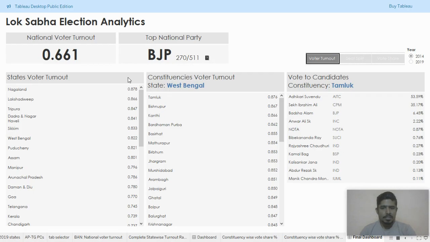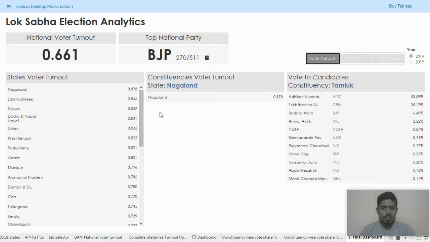Now seeing these three tables one by one. State voter turnout table shows the voter turnout of different states for 2014 election data. So Nagaland has the maximum voter turnout of 0.878, means 87.8 percent of the total population of Nagaland cast their votes. If I hover over Nagaland, then I am able to see all the constituencies of Nagaland and their respective votes. Incidentally, Nagaland contains only one constituency, so it is quite the same.